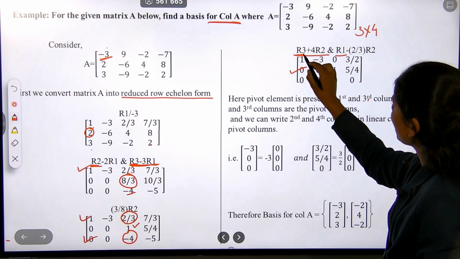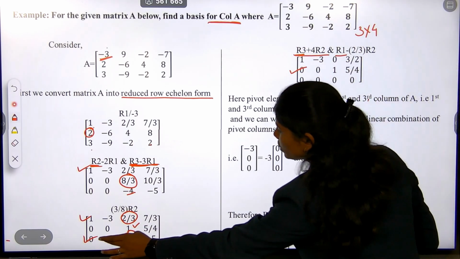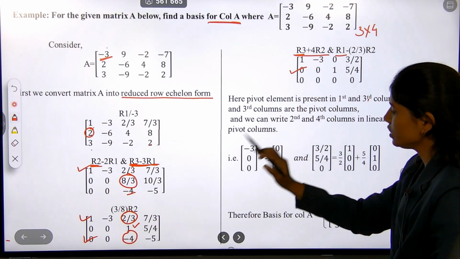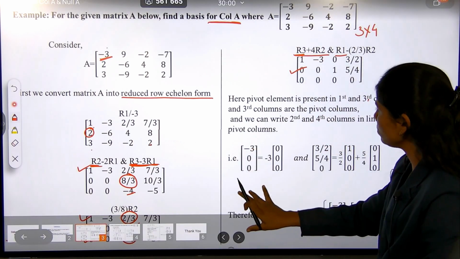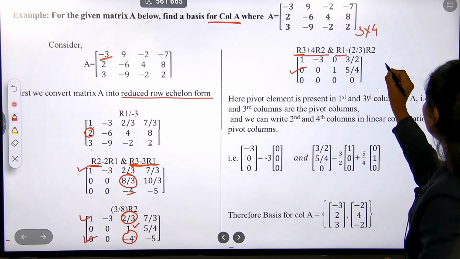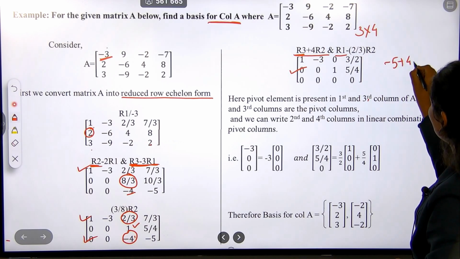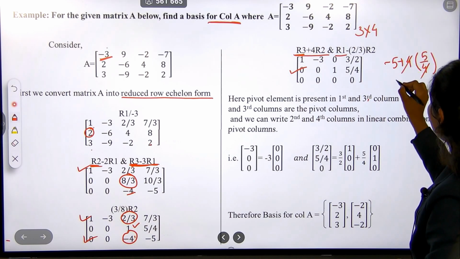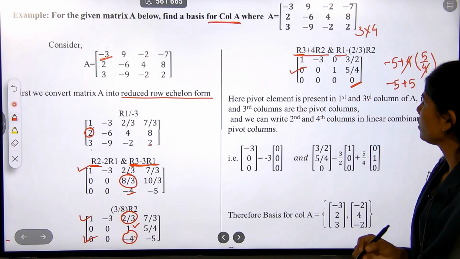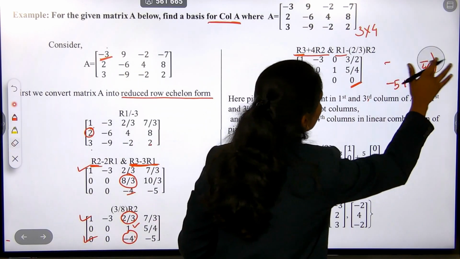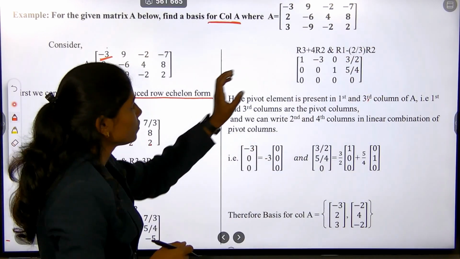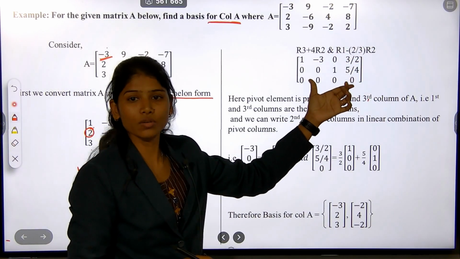Here we are doing changes in R3, R3 plus 4R2. So 0 plus 4 into 0, so it is 0. Then 0 plus 0, again it is 0. Then minus 4 plus 4 gives 0, and then minus 5 plus 4 into the value of R2, which is 5 upon 4. Here 4 gets cancelled, we get minus 5 plus 5, so again it gives us 0. So it is our reduced row echelon form.